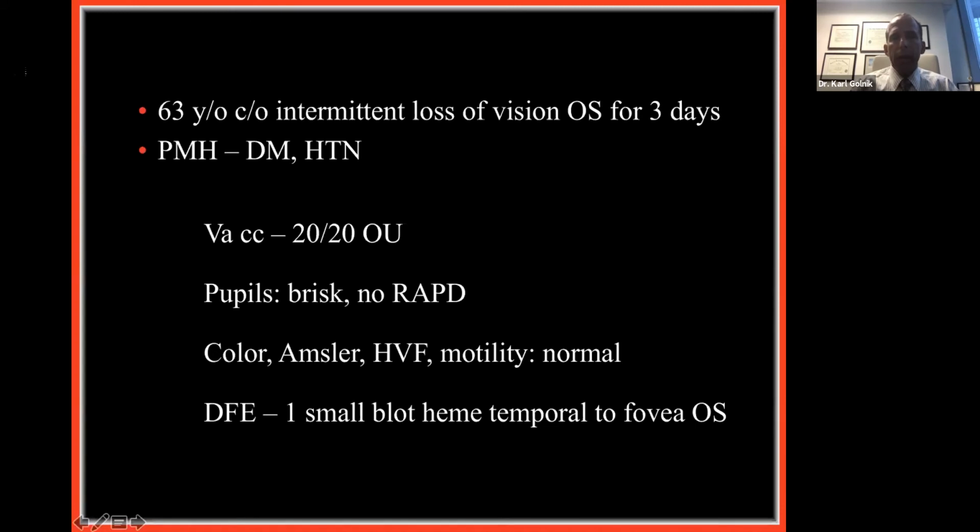On exam, he's 20/20 in both eyes, 6/6. Their pupils are normal with no relative afferent pupillary defect. His color vision, other testing, Amsler grid, automated visual fields, and ocular motility are all normal, and his fundoscopic exam was pretty normal. There was one small blot hemorrhage just temporal to the fovea in the left eye, thought to probably be just very early mild diabetic retinopathy. So the question is, well, what do we do with this guy? And I'll come back to that question in just a moment.